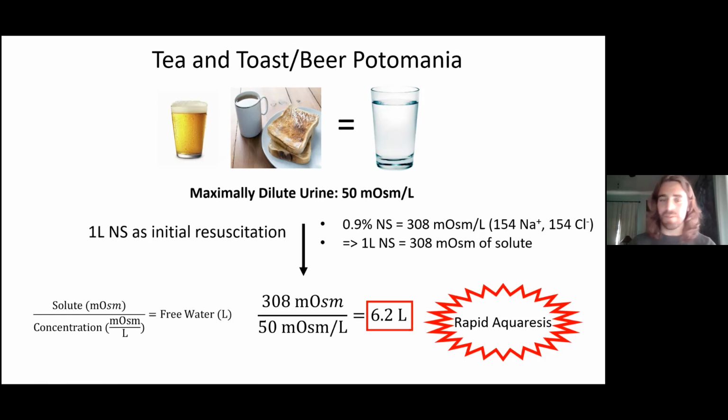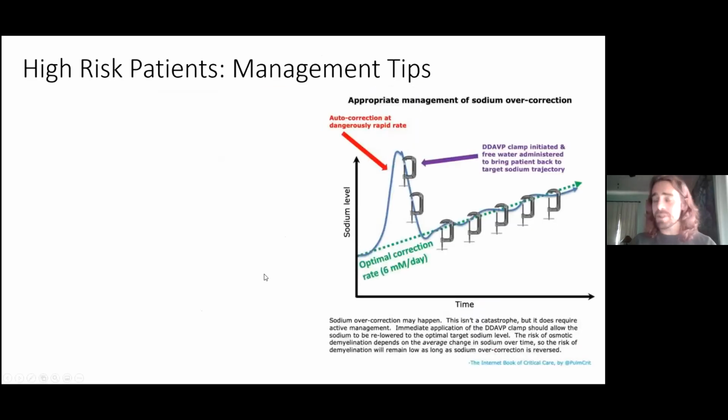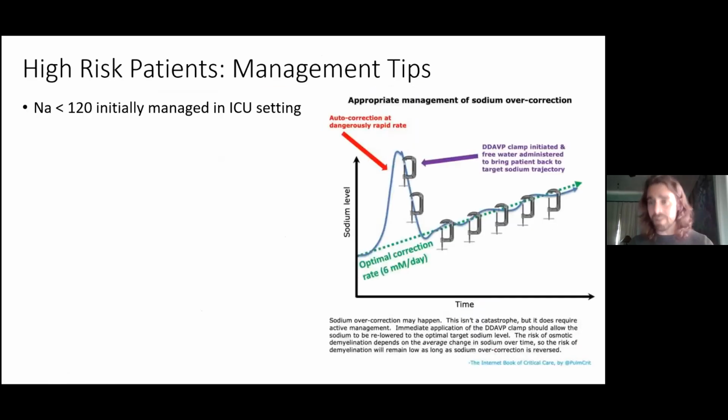Cool. I think I just have one brief slide on high risk management. Again, this could be an entire talk on its own, but I'm just going to briefly go through. Again, if you have a sodium less than 120, osmotic demyelination is pretty rare if it's above 120, but less than 120, Nick, yes, you're prophetic. That's what I'm about to talk about.